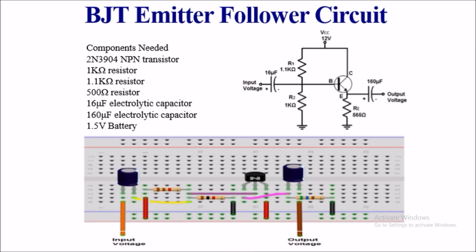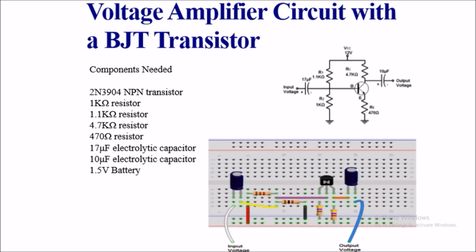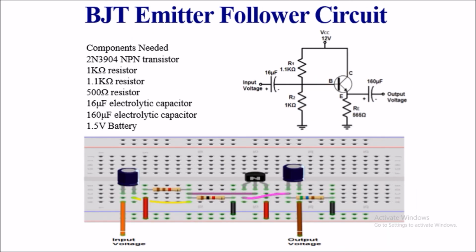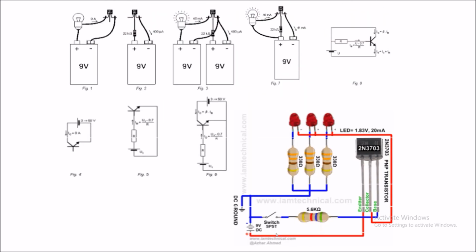BJT emitter follower circuit. Its components and diagram are like here. It's the same as this one, but there is a difference: no resistor is connected to the collector of the NPN BJT. And we have seen this before.